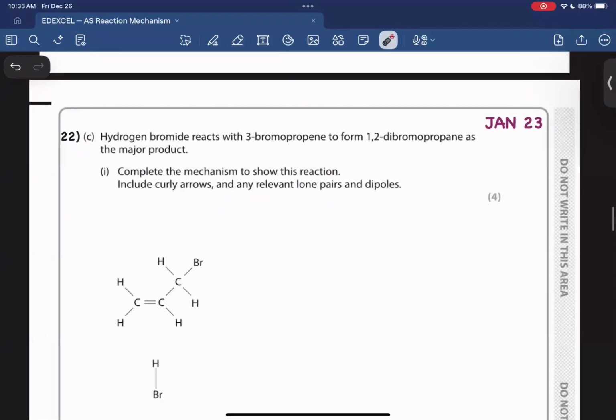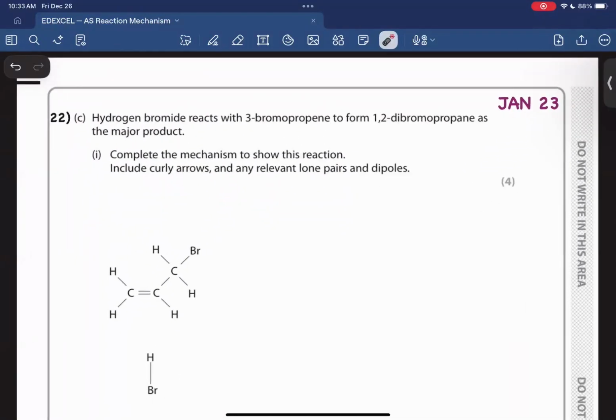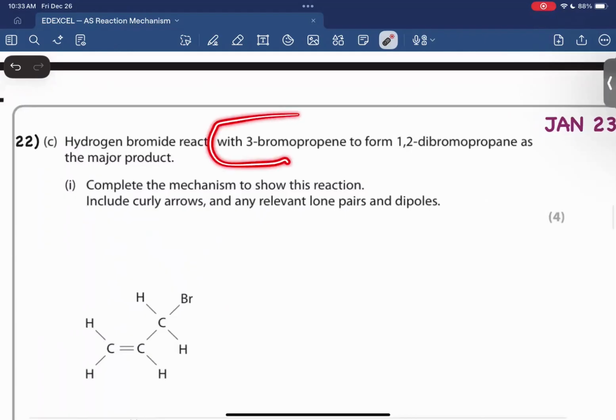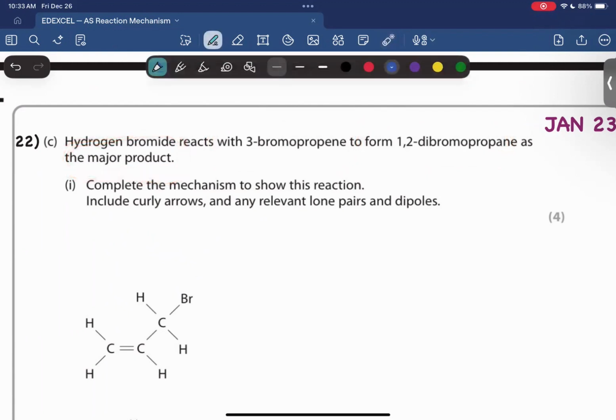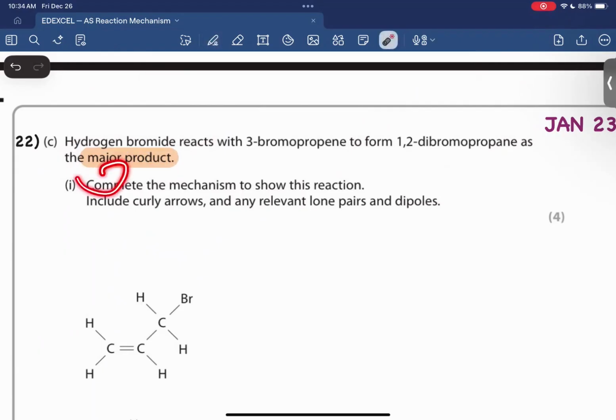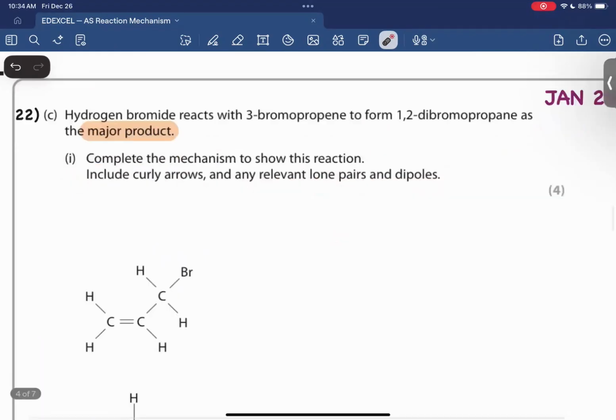Now, hydrogen bromide reacts with 3-bromopropene to form 1,2-dibromopropane as the major product. Complete the mechanism to show this reaction, include dipoles and lone pairs. Okay. Understood.